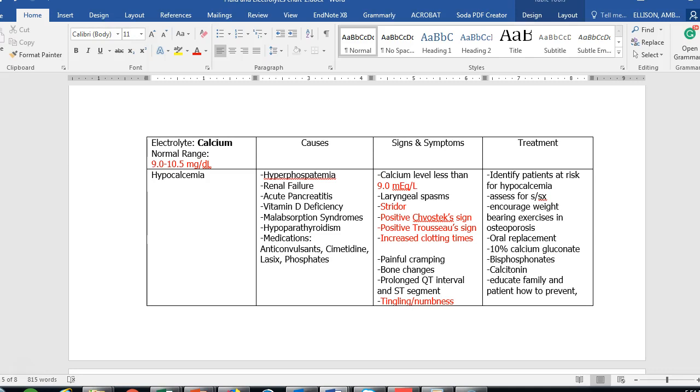You have a level less than 9.0 to be hypo. You're going to have stridor, positive Chvostek's or Trousseau sign. Chvostek's is facial tapping. Trousseau is like arm twitching with the muscles when you raise the blood pressure. Your clotting times are going to be elevated because you need calcium in your body to help clot. And so if you don't have calcium in your body to help clot, then your clotting is going to take longer. Tingling and numbness.